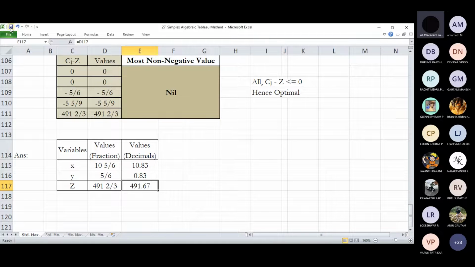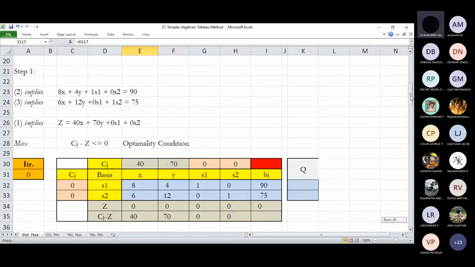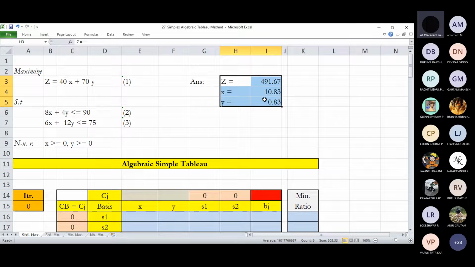So this is what you get in the CAT 1 exam. So that's the optimal solution. This is algebraic simplex W. Remember that this is different from matrix simplex W. We also do another problem now. This was a maximization case. Let's take a look at the minimization case.